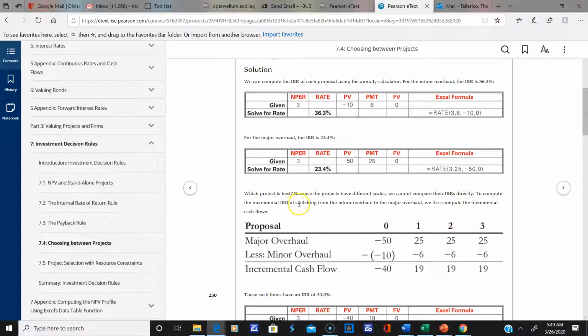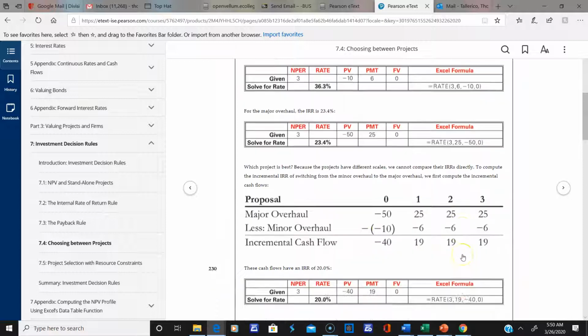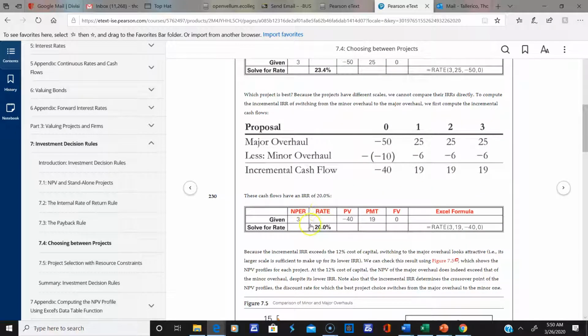So we compute the incremental internal rate of return of switching from the minor overhaul to the major overhaul. So we first compute the incremental cash flows. So how do I define the incremental cash flows? I'm going to take these cash flows for this project and subtract them from the cash flows from this project. So here's the cash flows for the major, and here's the cash flows from the minor. And here is the incremental. And again, I'm just subtracting. Everyone see that? I want to make sure everyone's clear. I then use the internal rate of return again for the incremental cash flow, okay? So this is now 20%.